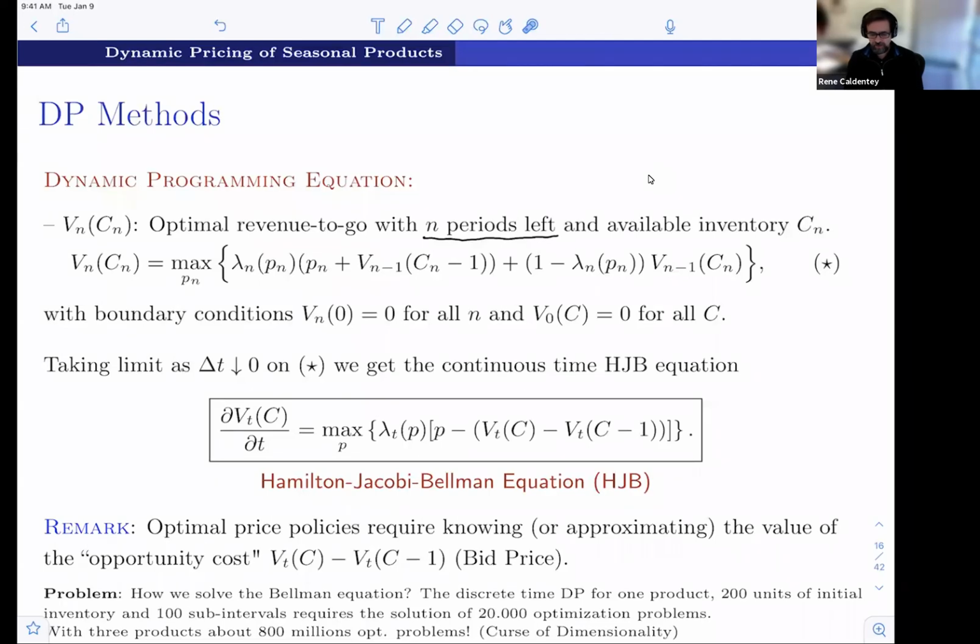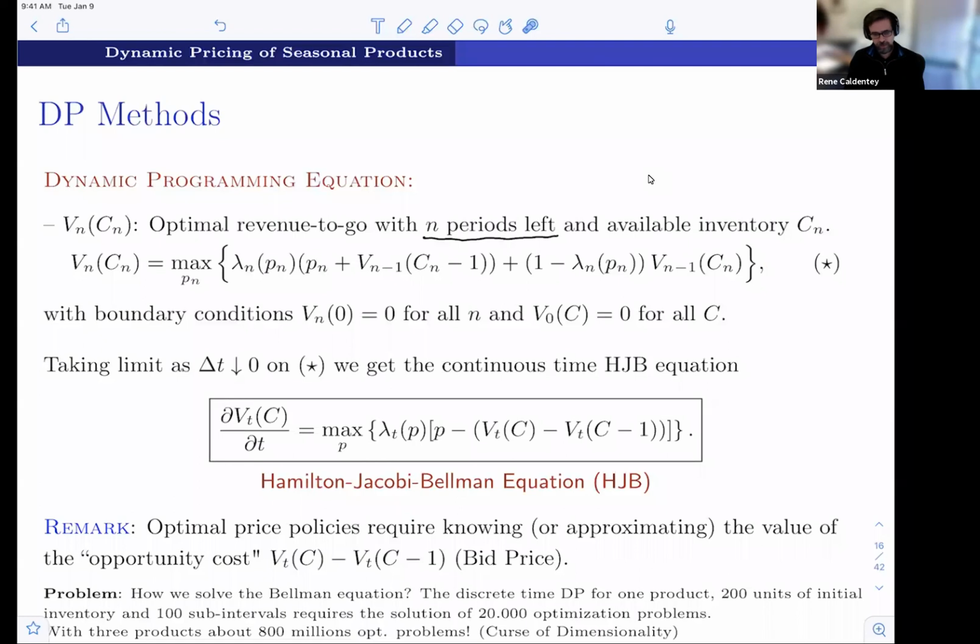And the boundary conditions, of course, are that if you don't have any inventory left, there's nothing for you to sell, so your value will be 0. And if you have no time left, again, your inventory is worthless, and so you make nothing. You could change this and maybe say that there's some salvage value here. That's possible, but this setting basically assumes no salvage value. All right, so that's your Bellman equation in discrete time.